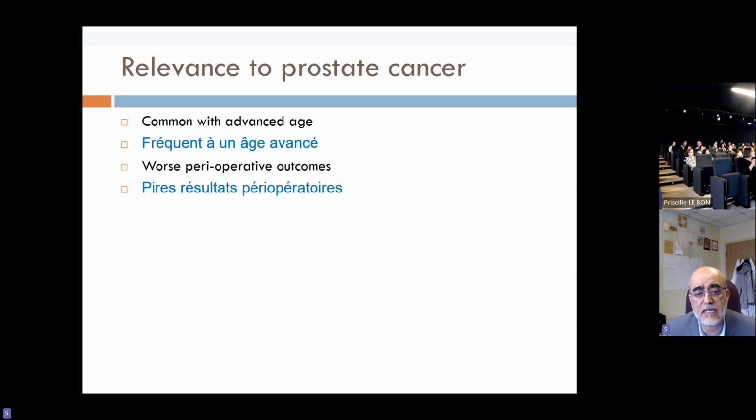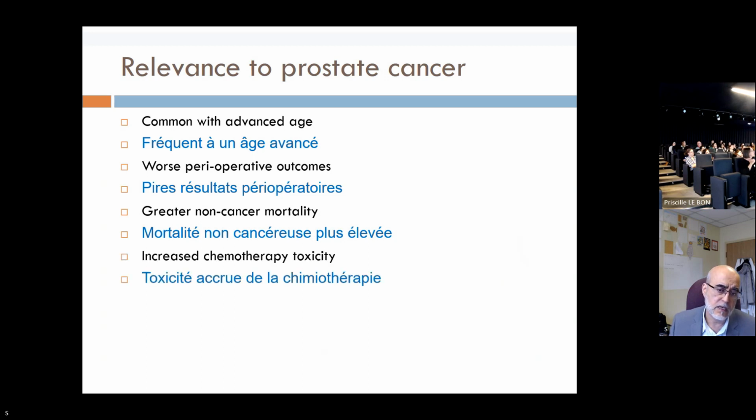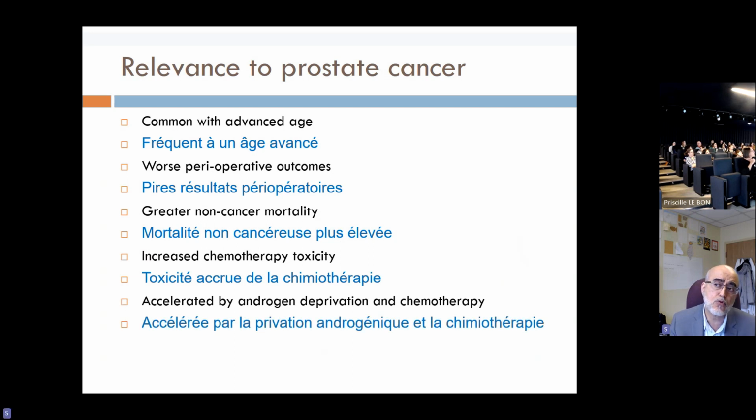Frailty is associated with worse outcomes after surgery. There is a greater risk of dying from non-cancer causes. There is greater toxicity with chemotherapy. And people who are treated with androgen deprivation or chemotherapy have an acceleration of their frailty. And I will describe these in a moment.